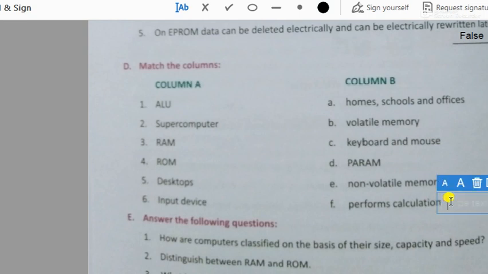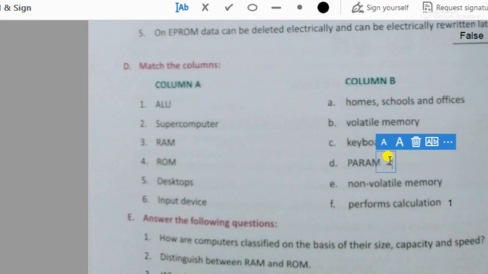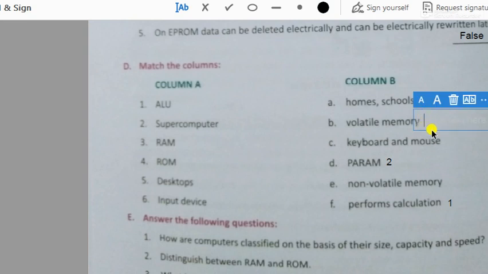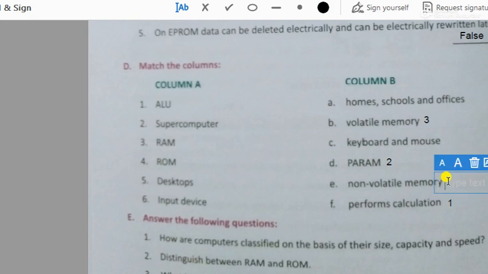Here ALU performs calculations. Supercomputers, so this is the answer. RAM is a volatile memory, and ROM is a non-volatile memory. Fourth, and fifth, desktop can be used in homes, schools and offices. And input devices are mouse and keyboard.